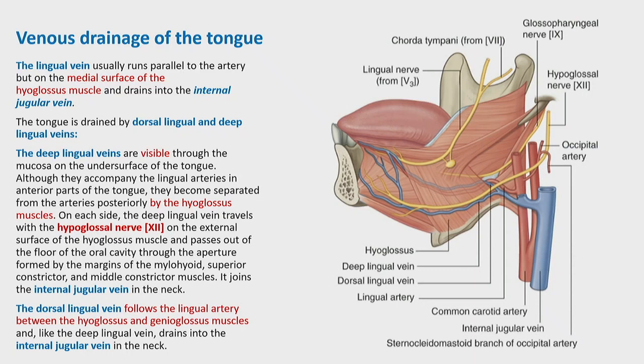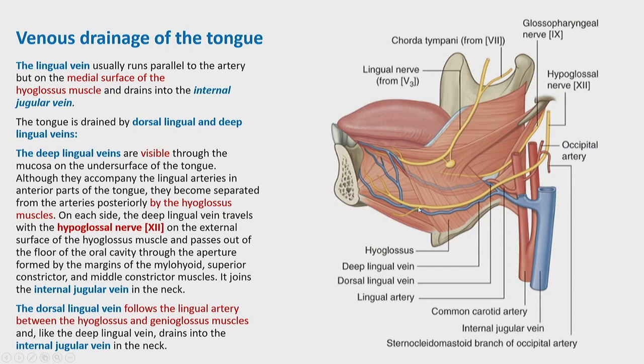Vena comitans nervi hypoglossi: whenever the hypoglossal nerve passes, this vein goes with it. So that's why it is the vein accompanied by the hypoglossal nerve. This is the difference between the deep lingual vein, which passes externally through the hyoglossus, and the deep lingual artery, which passes internally. The other one, which is here, is the dorsal lingual vein, which follows the artery, and then continues going between the hyoglossus and the genioglossus muscle.